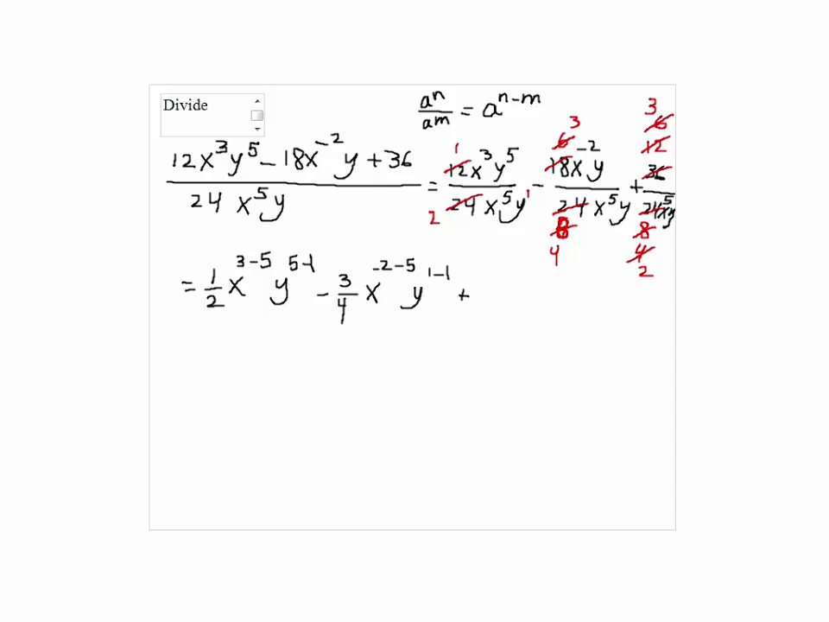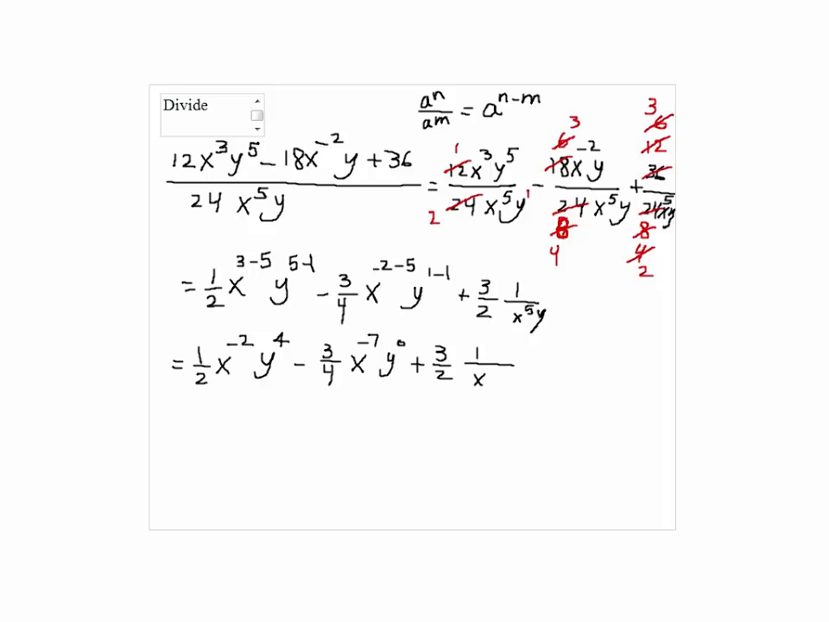Minus 3/4 x to the power of minus 2 minus 5, and y to the power of 1 minus 1, which reduces to 1 at the end, plus we have 3/2 1 over x to the power of 5 y.